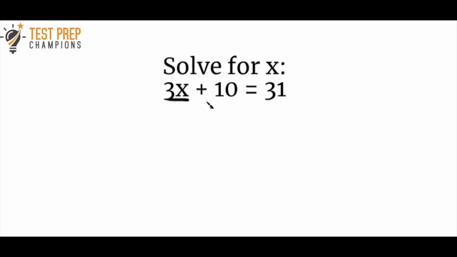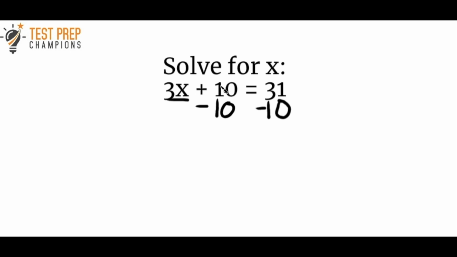So since we have 3x plus 10, we want to start by getting rid of that 10. The opposite of addition is subtraction. So if we get rid of this 10, the way that we have to do that is we have to subtract 10. And in math, whatever you do to one side, you always have to do to the other side of the equation as well. So we subtract 10 from both sides of our equation.